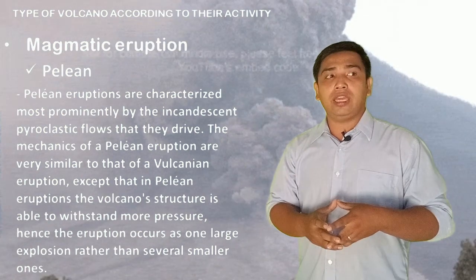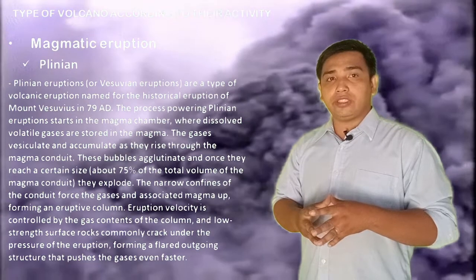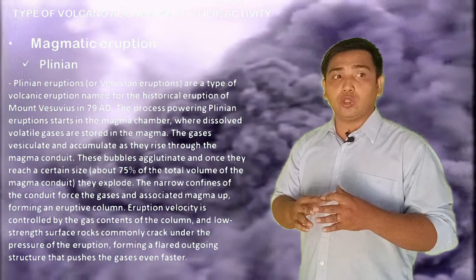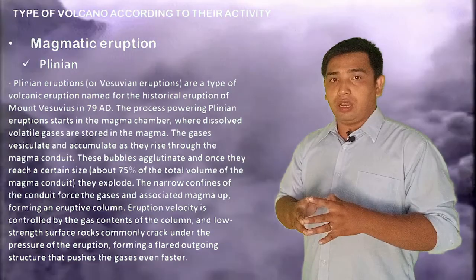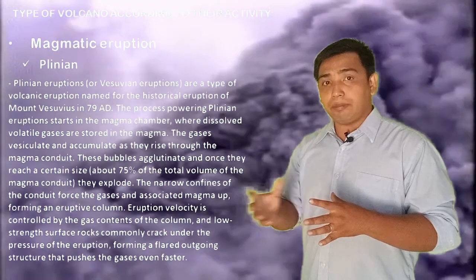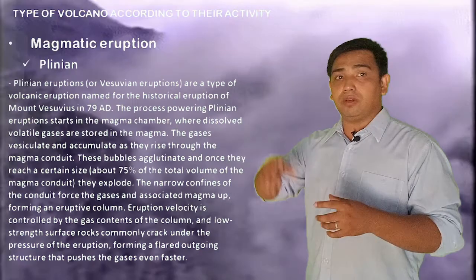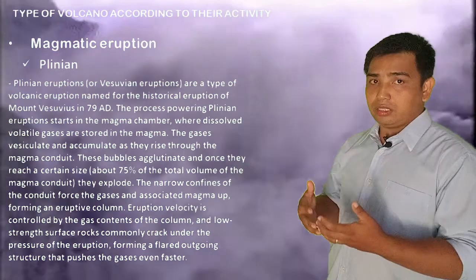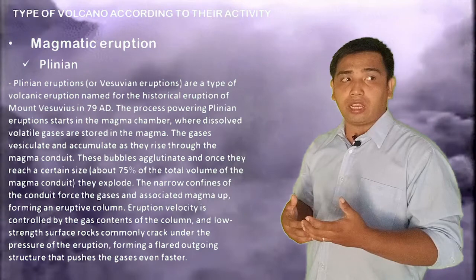And we also have the Pelean type of eruption. The only difference is that the conduit of the volcano is so small. So when the gases inside the volcano, or under the magma or mixed in the magma, reach a certain volume, it will explode at once. Mount Vesuvius is an example of a volcanic eruption under the Plinian category.